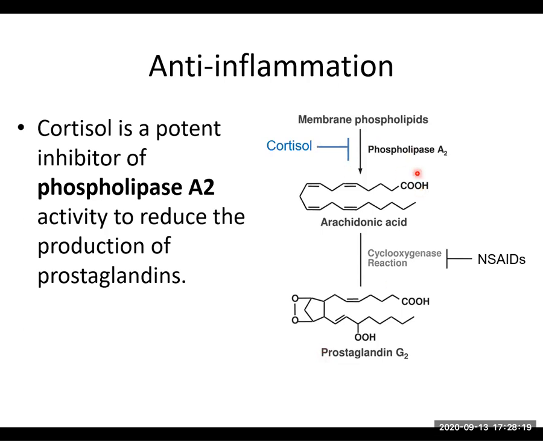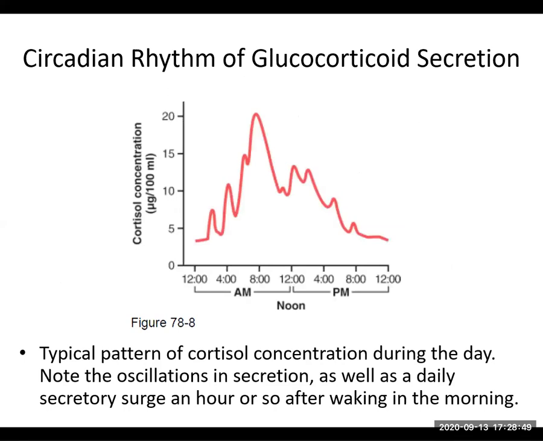So that's another quiz question, like how does cortisol deliver this anti-inflammation? And it's because it blocks this enzyme, it inhibits this enzyme phospholipase A2. And the consequence is a reduction of the production of the prostaglandin. All right, so that is the major function of glucocorticoids, the cortisol.